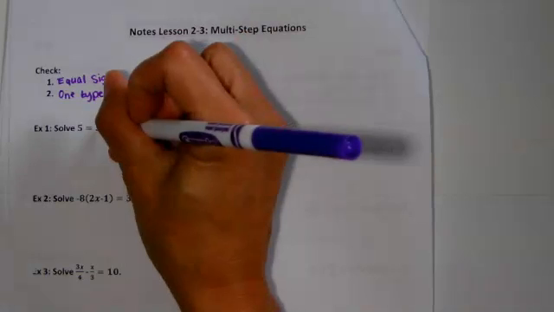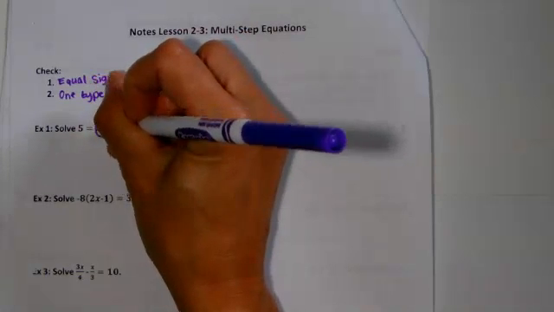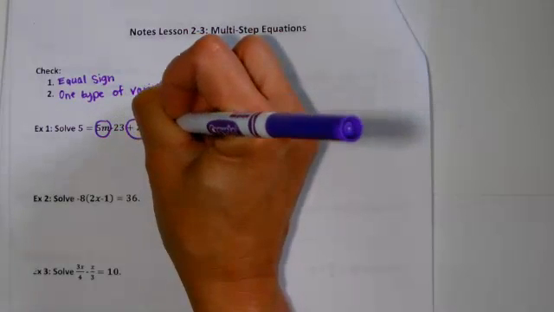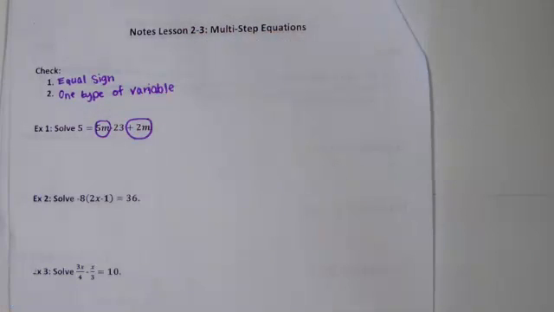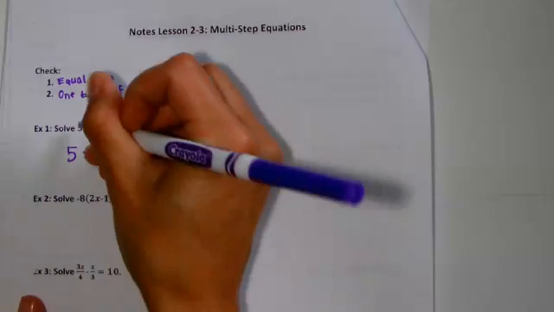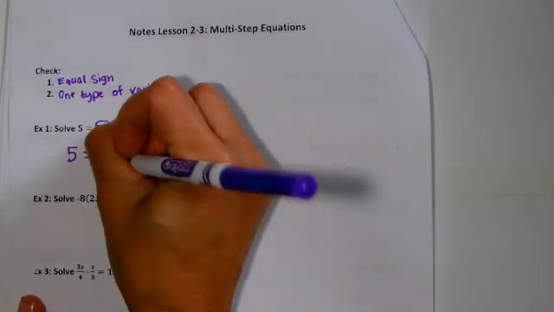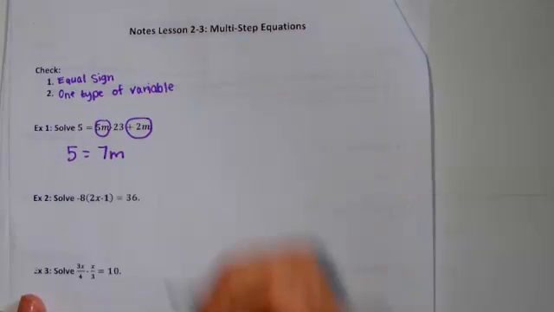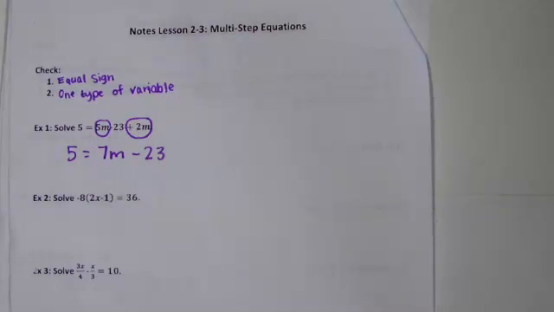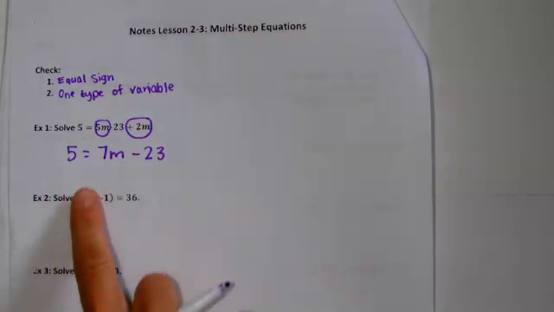So 5m is on the same side as positive 2m. Important to say that that's positive. So we can put those two together. What is 5m plus 2m? 7m, right? So we write it now as 5 equals, we didn't change that, 7m is what we really have if we put it together, minus 23, and now we're back to what we did yesterday, a two-step equation, right?